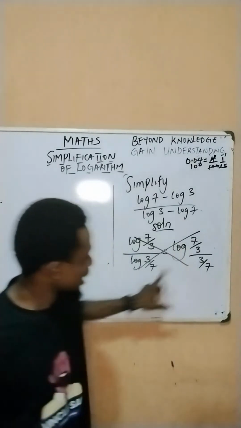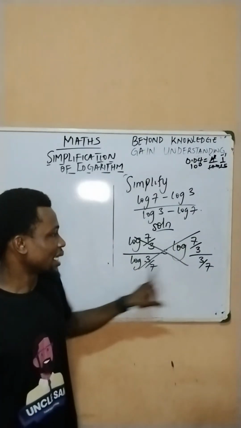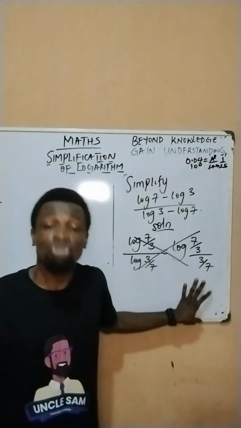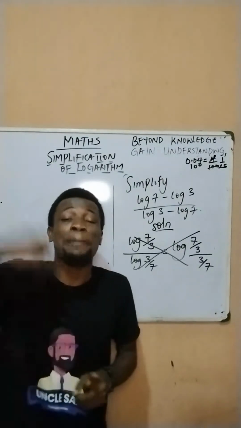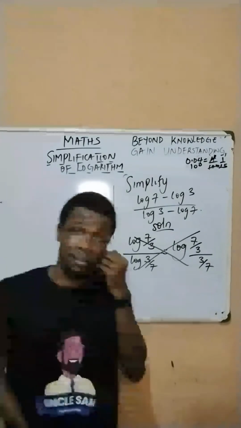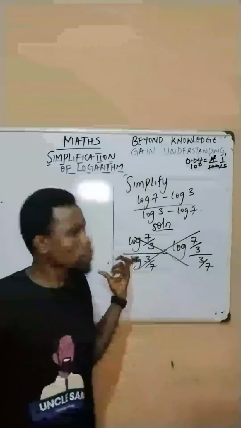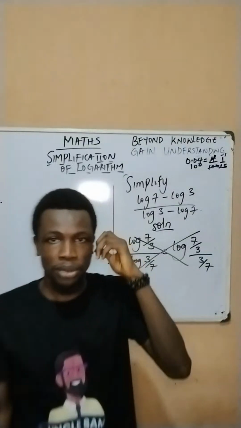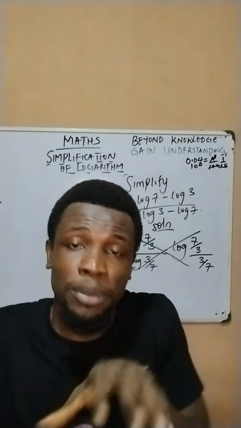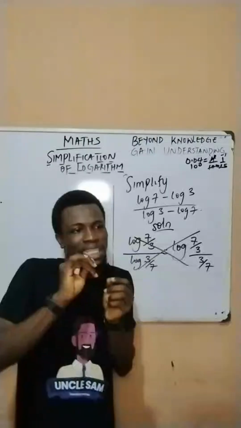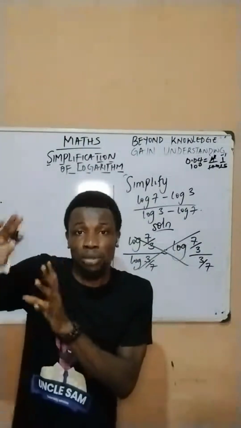Because what I simply did here, I took one of the logs and then I put division. This is wrong because this does not align with the basic law of logarithm. Logarithm does not have a law that talks about division. It does not. So anytime you're performing a division operation like this, you are performing a form of simplification. It is not tabled down in the law of logarithm.